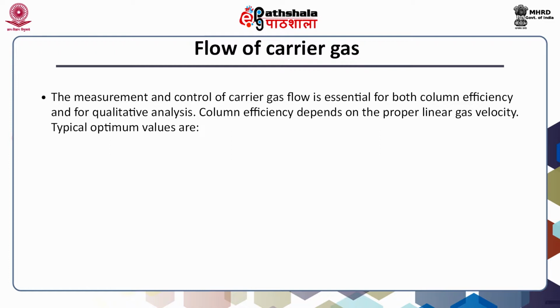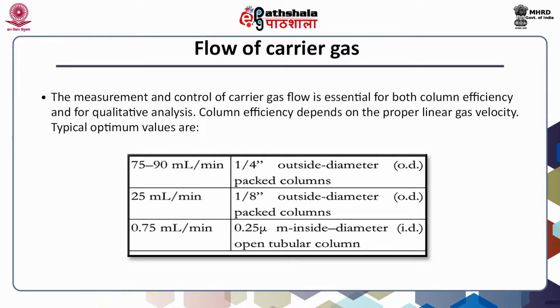So, one can control the flow of the gas, and this flow of the gas is again dependent upon the type of columns we are using. For example, if the columns are wider in nature, that means they have more OD and ID, then a higher amount of gas is required. For example, if 1 by 4 inch is the outside diameter of a packed column, then the requirement of the gas is 75 to 90 ml per minute, that is of carrier gas.